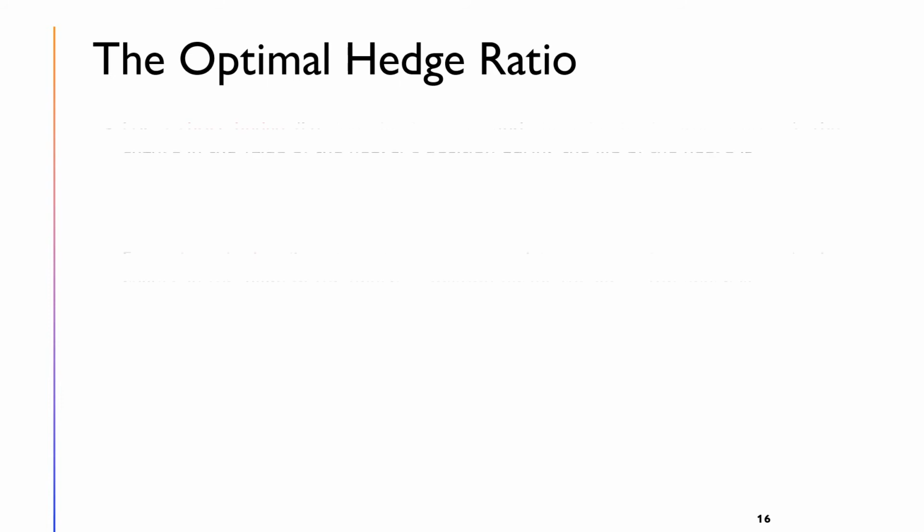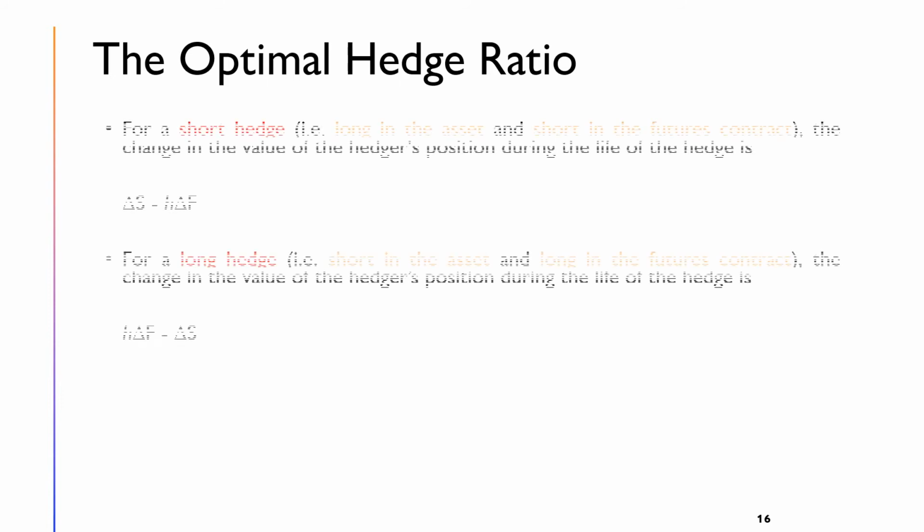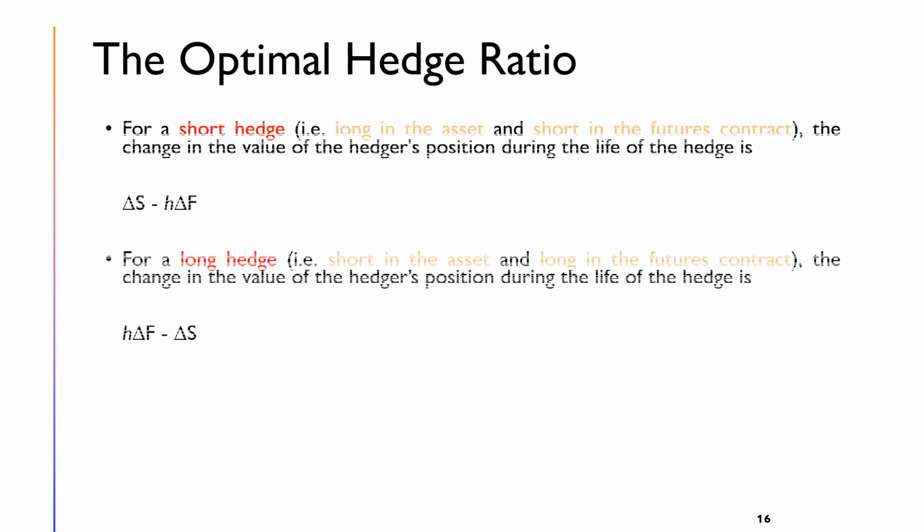The change in the value of the hedger's position during the life of the hedge depends on the change in the spot price and change in futures price. Short hedge involves a long position in the asset and a short position in the futures contract. On the other hand, long hedge involves a short position in the asset and a long position in the futures contract. We use positive to represent long position and negative to represent short position. Therefore, we can derive these two sets of equations as shown in the slide.